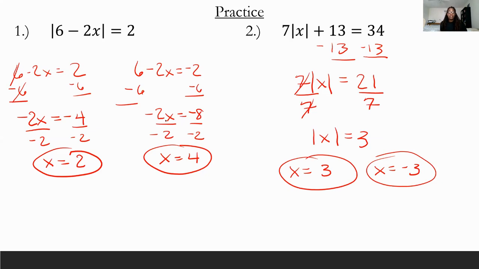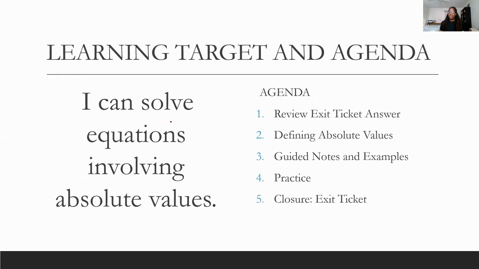Okay? So as long as you remember that you have to give me two solutions when you're solving. There's always a positive version and also a negative version. All right? So here we go with the learning target. Did we hit it? I can solve equations involving absolute values. Now, did I also answer your question? What is an absolute value? It's basically the values on the number line, how far distance away from 0. Okay, so 0 is like your starting place, and then it's how far you are away from 0. So that's why your answer is always going to be positive.